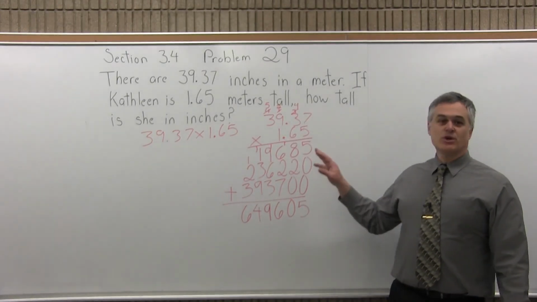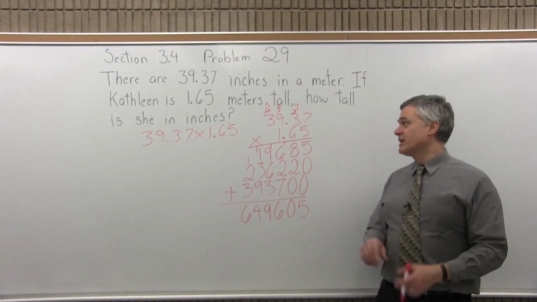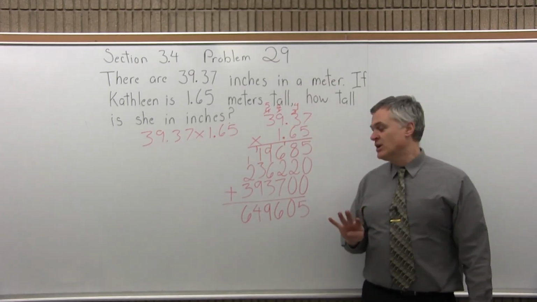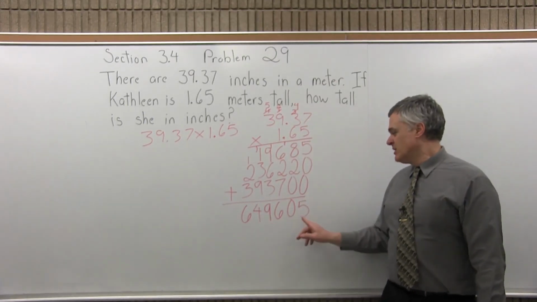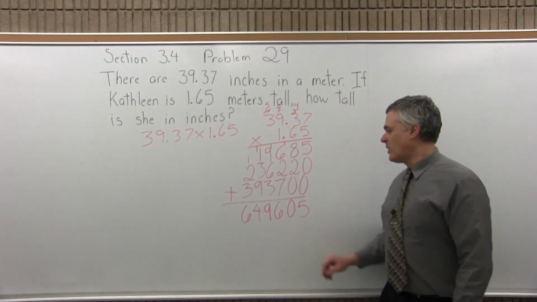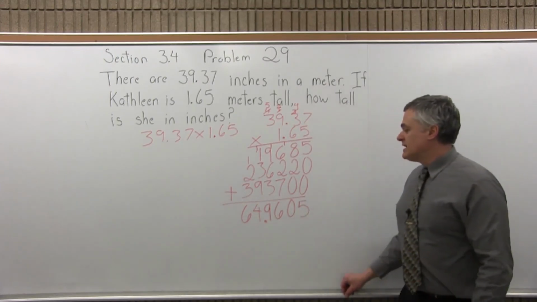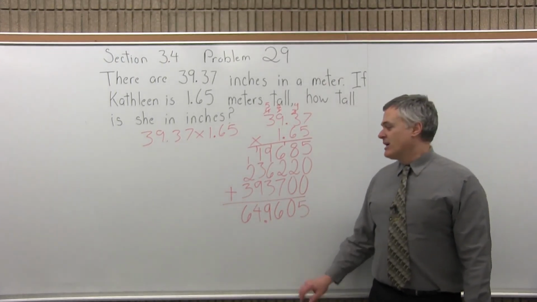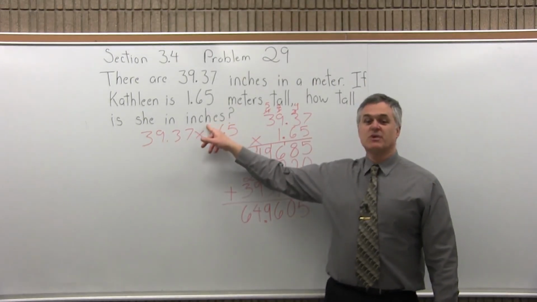So at this point, go to the question. How many places after the decimal are there in the question altogether? 1, 2, 3, 4. 4 places after the decimal in the question. We need the same number of places after the decimal, in this case 4, in my answer. So 1, 2, 3, 4. The decimal point will go between the 4 and the 9, giving me an answer of 64.9605.